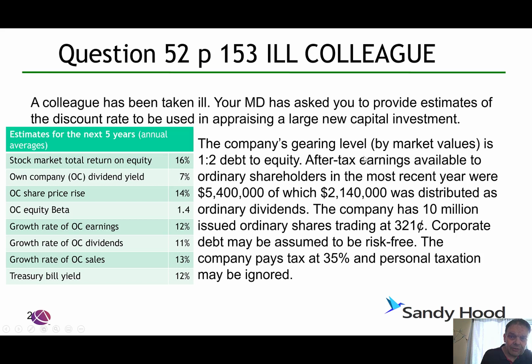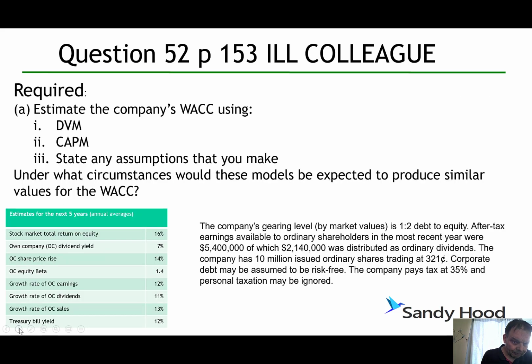The company's gearing level by market values is 1 to 2, debt to equity. After tax earnings available to ordinary shareholders in the most recent year are given, 5.4 million, of which 2.14 million was distributed as ordinary dividends. The company has 10 million issued ordinary shares, trading at $3.21. Corporate debt may be assumed to be risk-free, bit of a clue there. The company pays tax at 35% and personal taxation may be ignored.